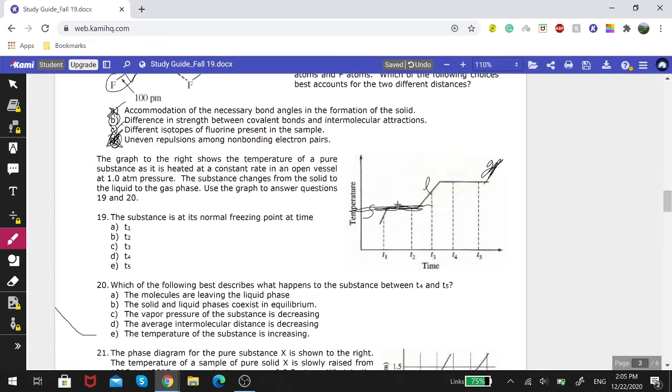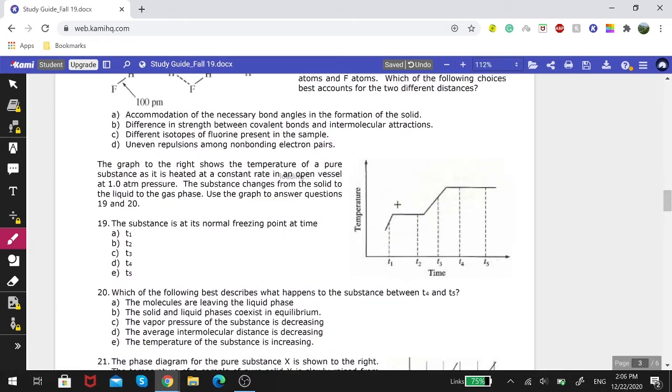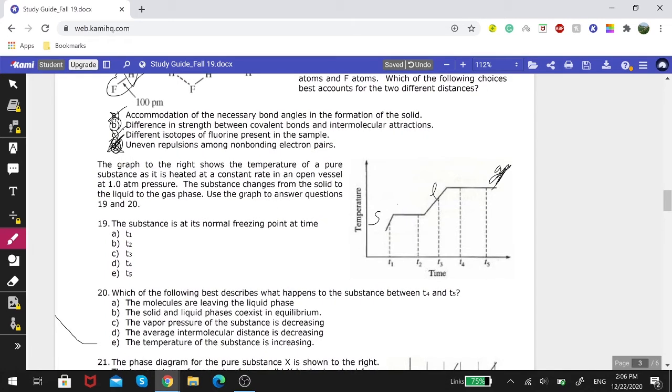And at what line does it start? Normal freezing at time T2. This will be the freezing point. This is the only line that is on the freezing point, which is this line. So the only line on this freezing point line will be T2B.